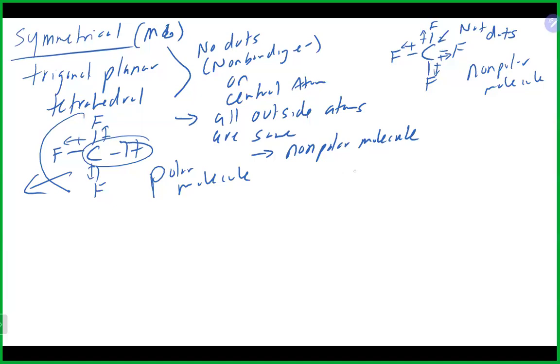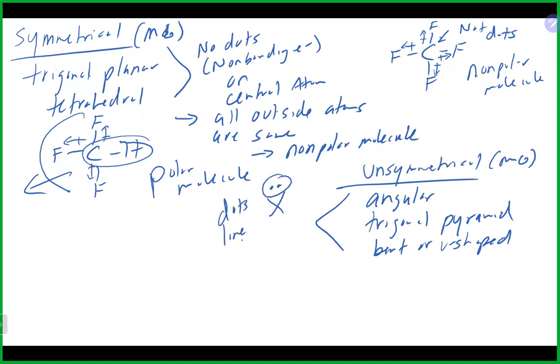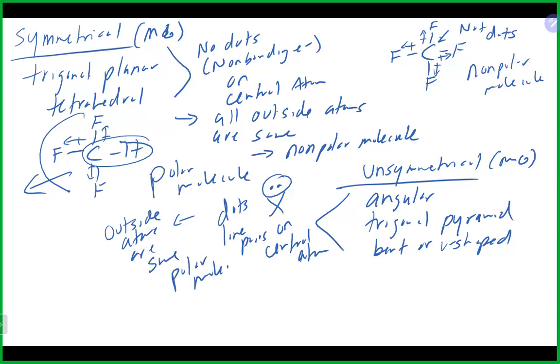That leaves us unsymmetrical geometries, which for you guys is our angular, our trigonal pyramid, and our bent or V-shaped. And again, these are molecular geometries. What all these have in common is there are dots, lone pairs, on the central atom. And if you have dots on the central atom and all the outside atoms are the same, it's going to be a polar molecule, most likely.